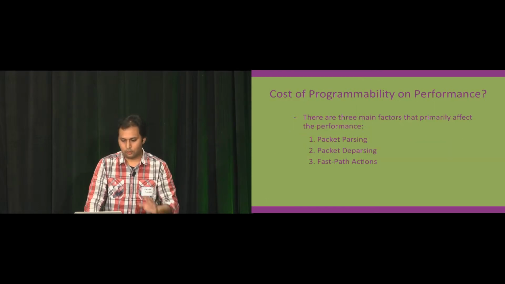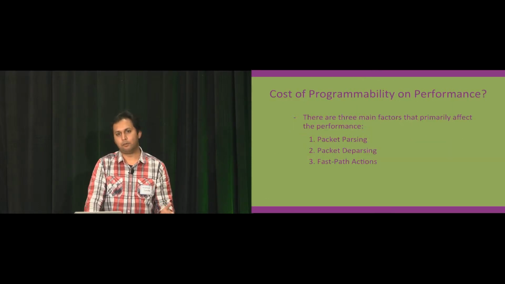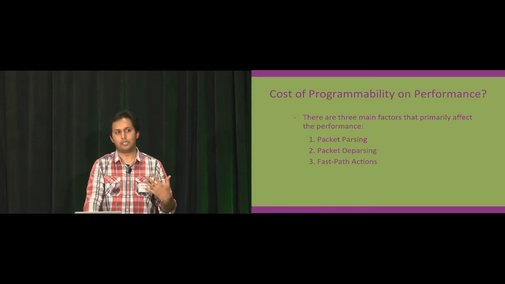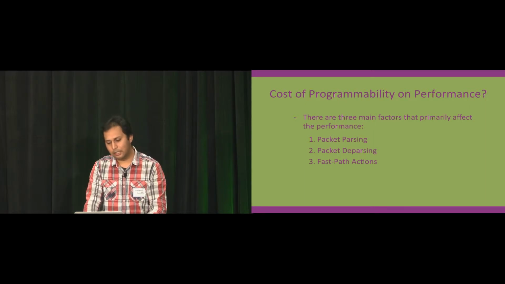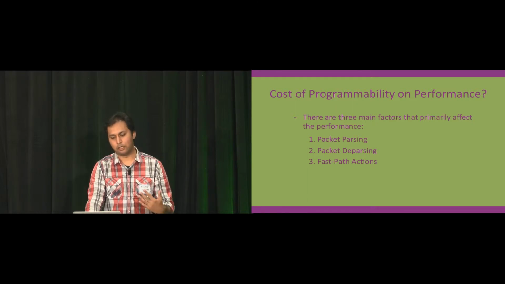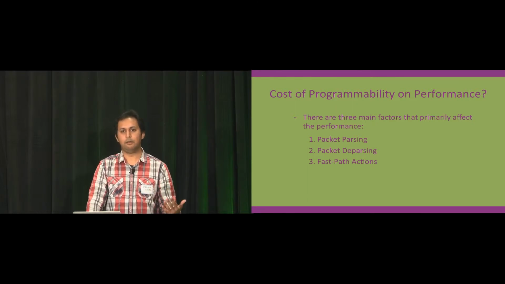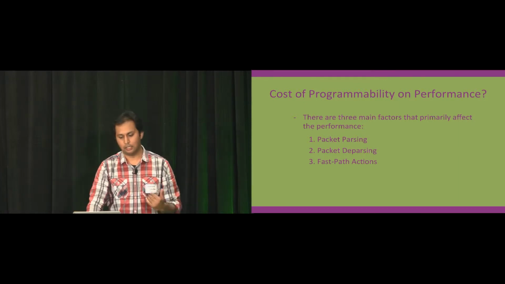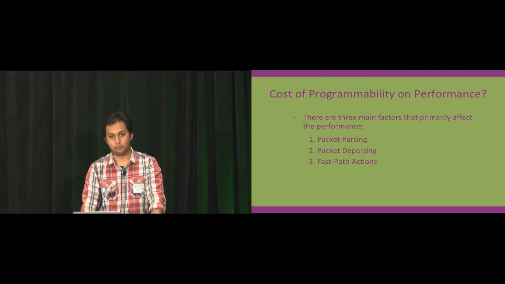Okay, so that was the first aspect, mapping P4 to OVS. So we think we can actually take a P4 program and compile it onto OVS. But now the question comes up: what is the effect of that programmability on performance? There are three different elements that we think are in OVS that affect the performance: packet parsing, packet deparsing, and fast path actions.